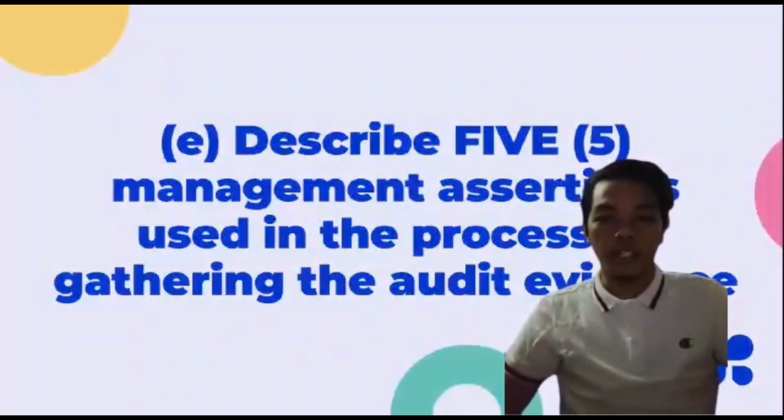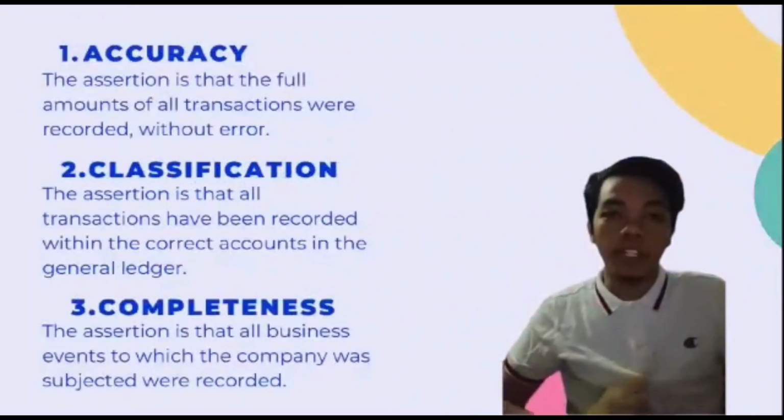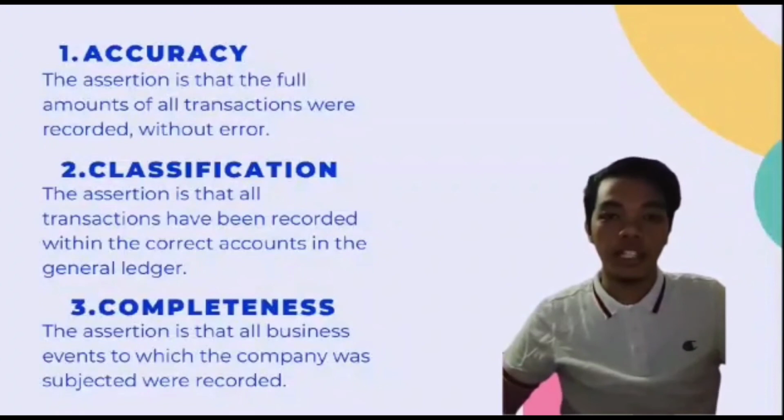Okay, so next I will describe 5 management assertions used in the process of gathering the audit evidence. Okay, number 1 is accuracy. The assertion is that the full amount of all transactions were recorded without error. Number 2 is classification. The assertion is that all transactions have been recorded in the correct account in the general ledger. And number 3 is completeness.